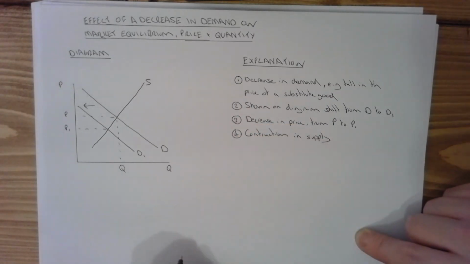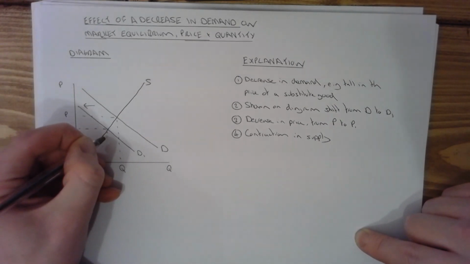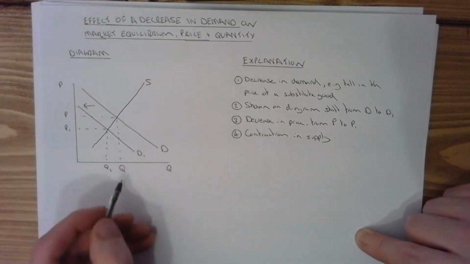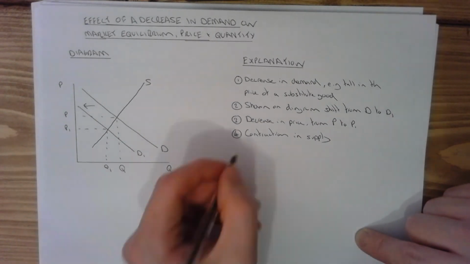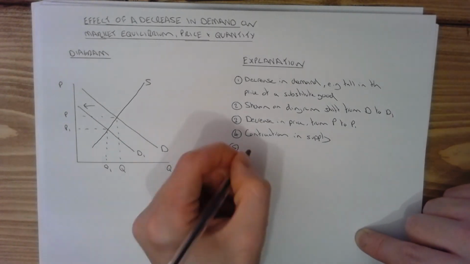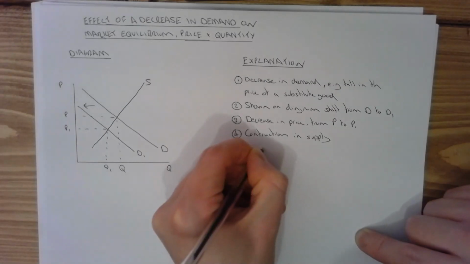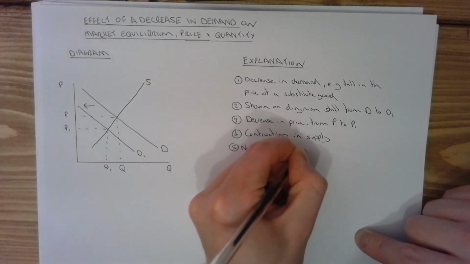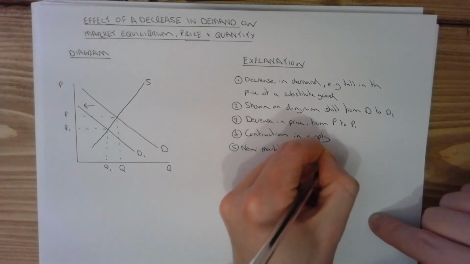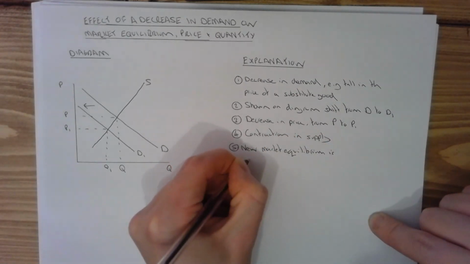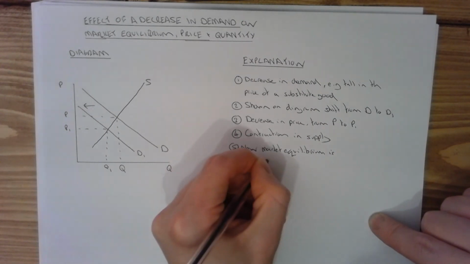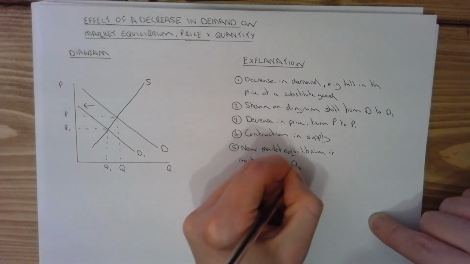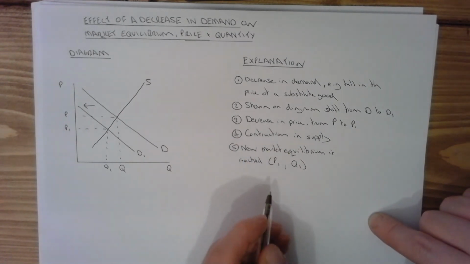in supply, and I can now complete my diagram by labelling my new quantity here, which is Q1, and I can complete my written explanation by saying that the market reaches a new equilibrium. So new market equilibrium is reached, and we have a price of P1 and a quantity of Q1.